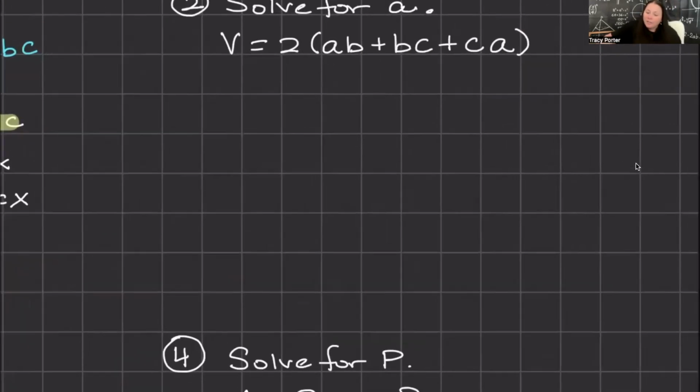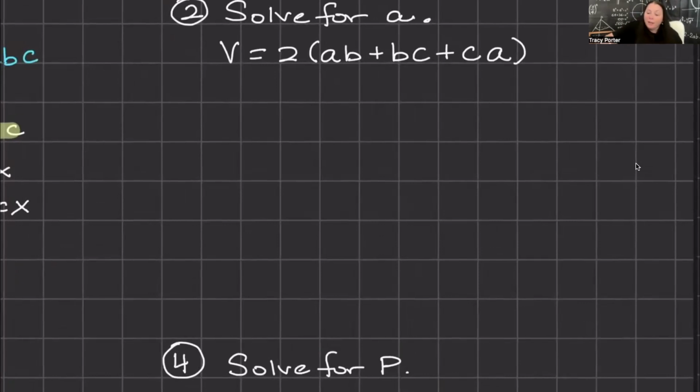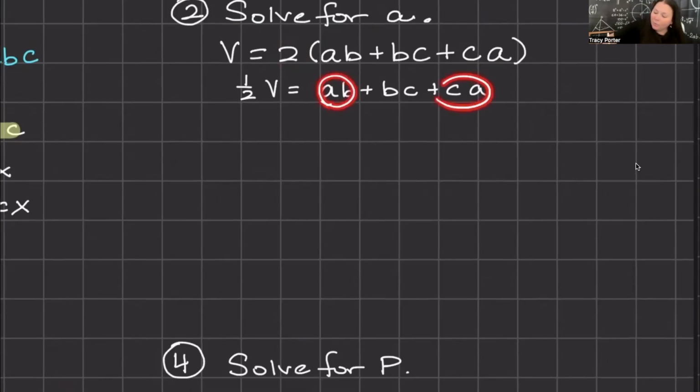So let's look at another example. This one also has us solving for A, and we can also see that A is in multiple places. So one way to do it is you could distribute the two, but I think the quicker way is just to go ahead and divide both sides by that 2. So we're going to have 1/2 V, and then now we just have everything on the right side that was inside the parentheses. And the strategy is the same. You want to group your A terms together. So these want to be on the same side, and we want to subtract the BC over here.